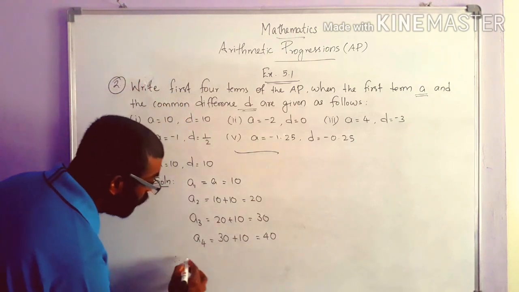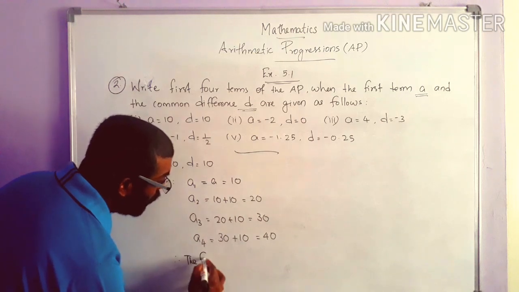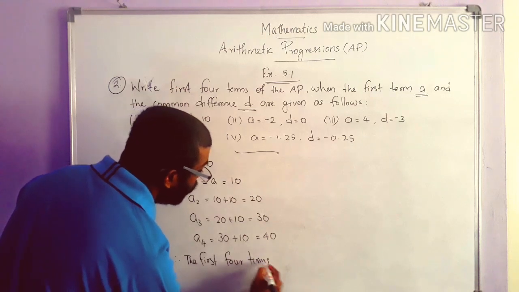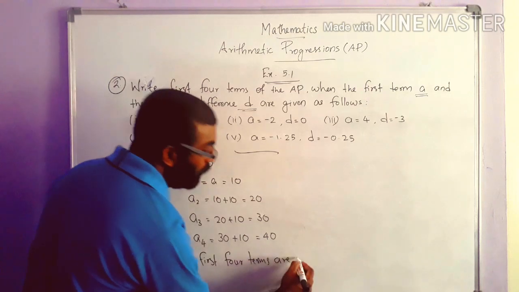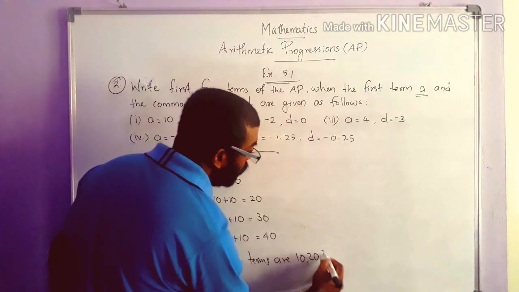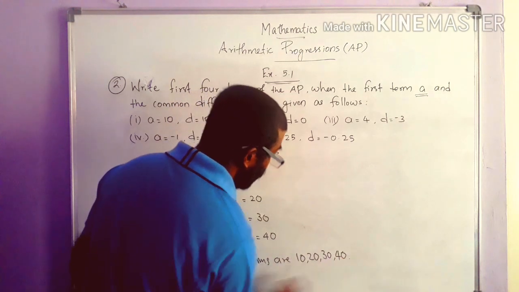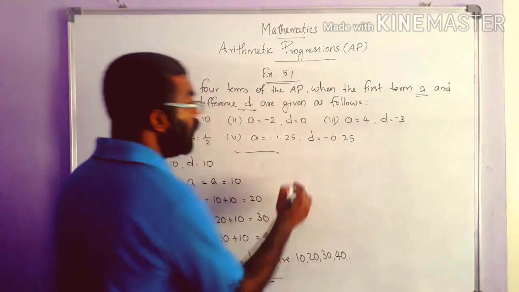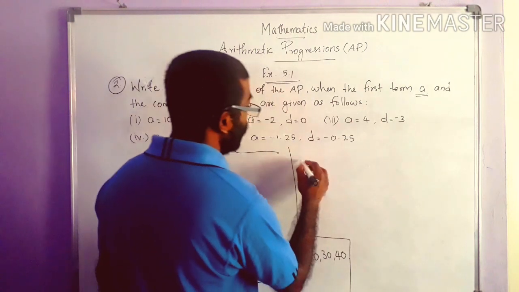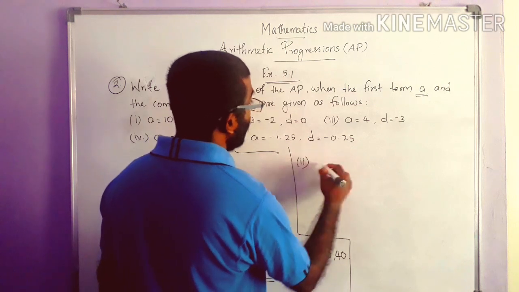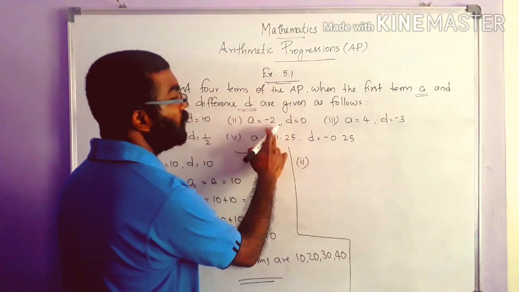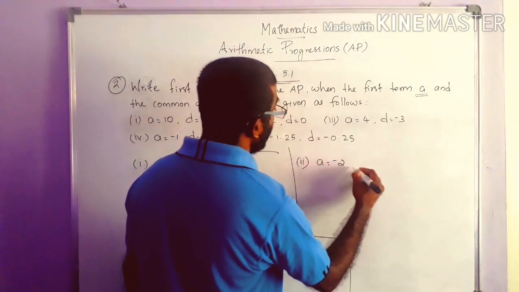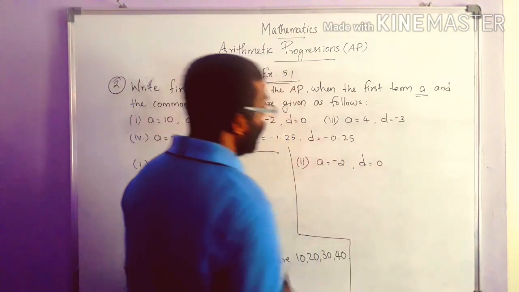Okay, therefore the first four terms are 10, 20, 30 and 40. Is that clear? Then the second one is A is equal to minus 2 and D is equal to 0.